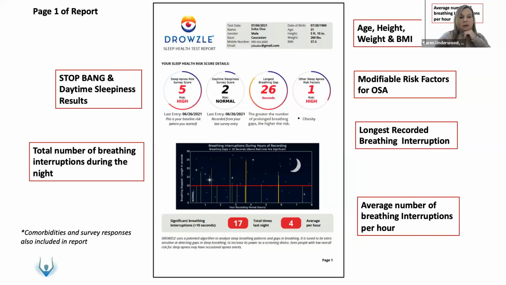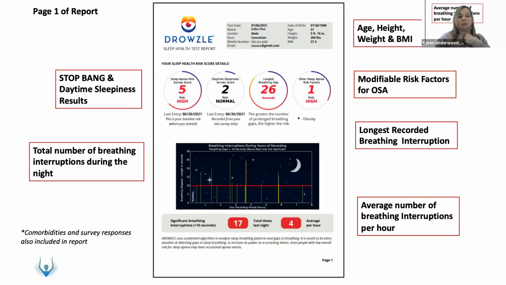You have the daytime sleepiness results, or the Epworth. You have your longest breathing gap, how many seconds that is. And then you also have other sleep apnea risk factor scores here on the right-hand side. So we track whether the patient has diabetes, obesity, or hypertension, and we reflect that back to the patient so they realize that that is a high risk factor for sleep apnea.